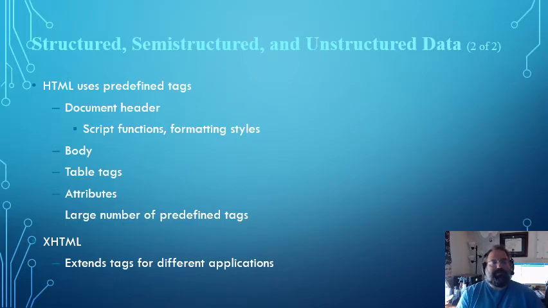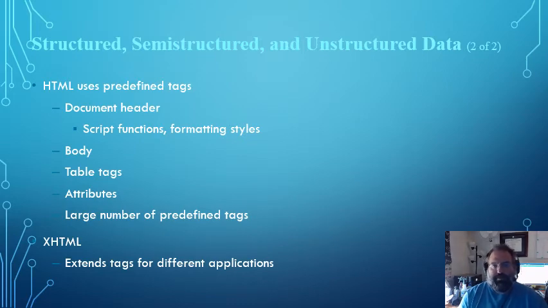HTML uses predefined tags. There's generally a document header, a script, functions, formatting styles, maybe it's including some styles. Then there's a body, which is typically made up of a set of tags. You may have table tags, various other types of tags, attributes associated with those tags, and a large number of predefined tags.